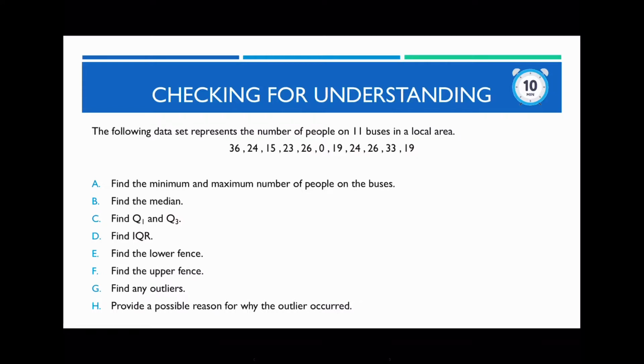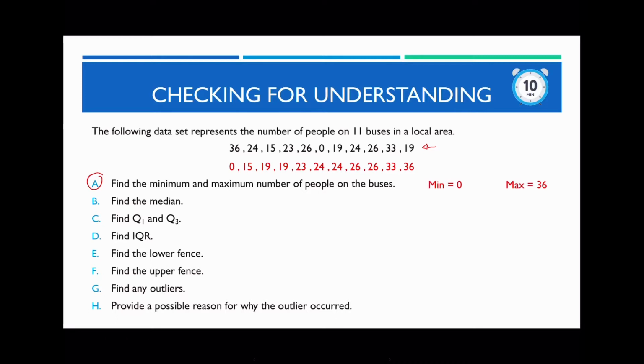Alright guys, in order to answer this question, what I've already noticed is that this data set is not ordered, so we need to order it from smallest to largest. If you did this, this is what it will look like, and then we'll calculate part A by finding out what the minimum and maximum values are. In this case, it's quite easy: our smallest value is 0, our highest value is 36, so we've already answered part A.